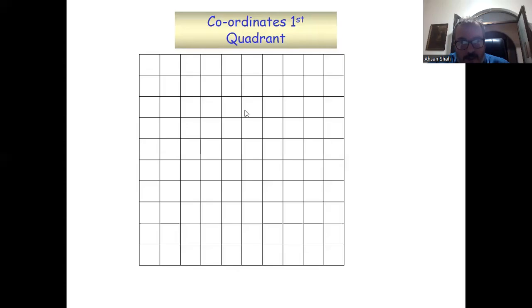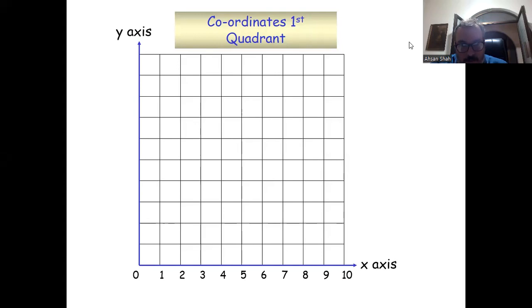In this meeting, we're going to discuss how to plot coordinates on the axis. First, there are two axes, the x-axis and the y-axis. The x-axis is horizontal and the y-axis is vertical. Along the x-axis, the values of x are increasing from 1, 2, 3, 4, 5, 6, 7, 8, 9, 10.